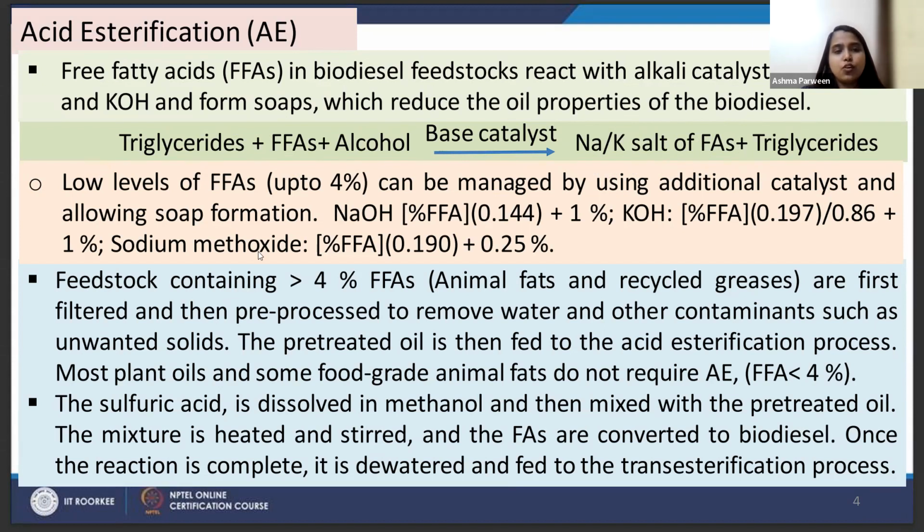If the feedstock has a low level of free fatty acids, that is less than 4%, then these can be managed by using additional catalyst and allowing the soap to form. If the feedstock has free fatty acids greater than 4%, then the feedstock is first filtered and pre-processed to remove the water and other contaminants like unwanted solids. Then the pre-treated oil is fed to the acid esterification process, and then it is sent for transesterification.